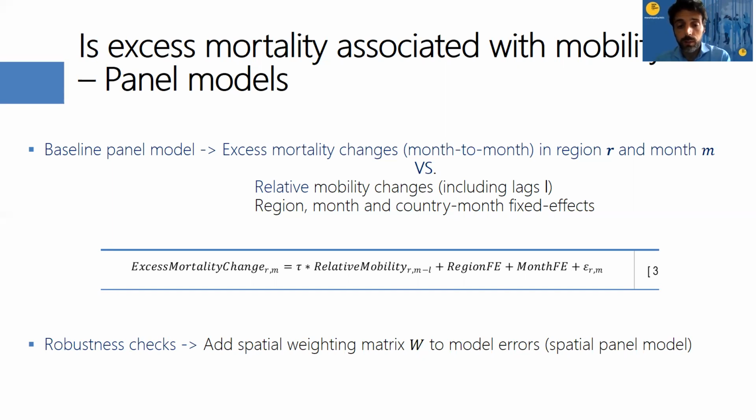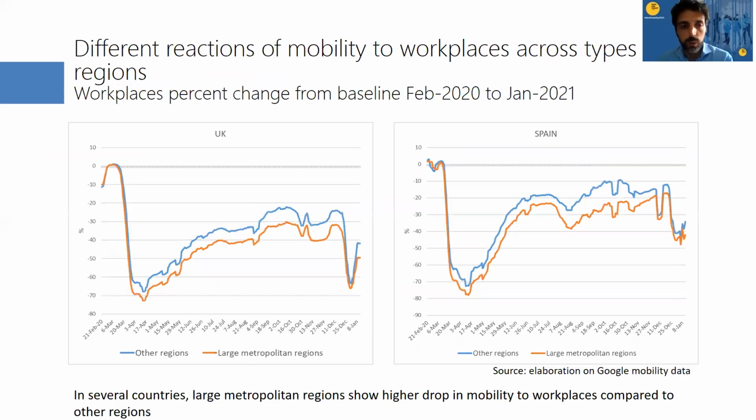What we set up is a panel model in which we regress excess mortality changes month to month in region R and month M on relative mobility changes, which we could measure through the Google mobility reports that were published by Google already during 2020. Also in this case, we have run the model both with and without correcting for spatial autocorrelation of the residuals.